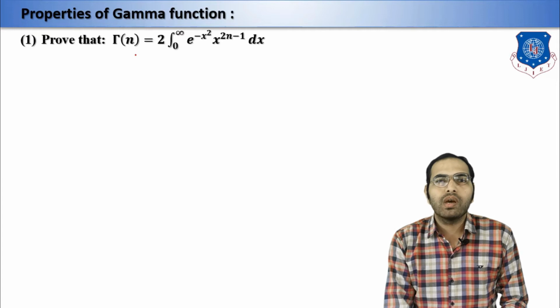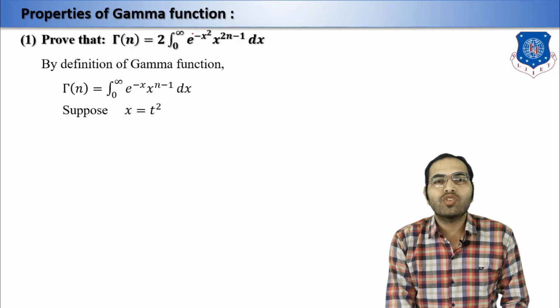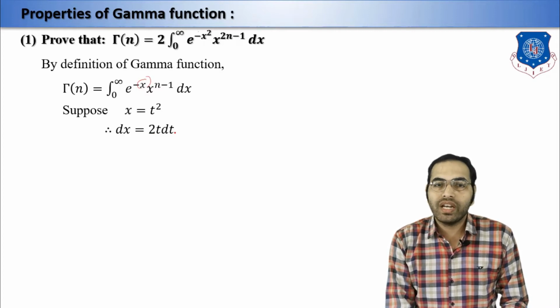First property, prove that gamma n equal to twice integral 0 to infinity e raised to minus x square, x raised to 2n minus 1 dx. Firstly, definition of gamma function, that is gamma n equal to integral 0 to infinity e raised to minus x, x raised to n minus 1 dx. We require e raised to minus x square. Then for that we have to suppose x equal to t square, then dx equal to 2t dt.